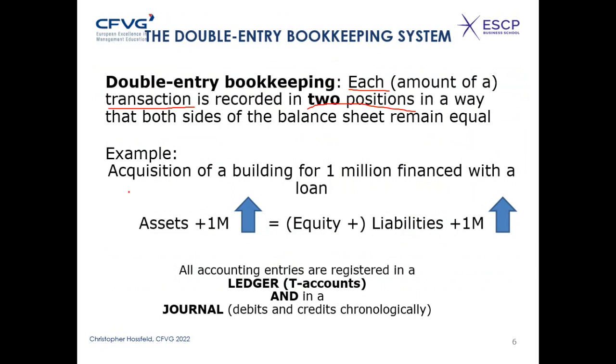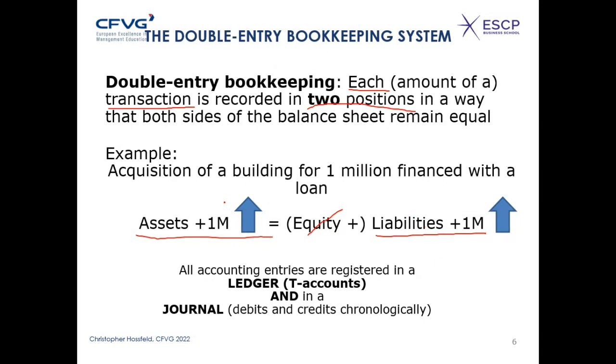For example, if my transaction is acquisition of a building for 1 million, financed with a loan, what will change in my balance sheet where I have assets, equity, and liabilities? Well, my assets will increase by 1 million because I have a new, additional asset, the building, valued at 1 million. On the right-hand side, equity will not change, because here the shareholders do not provide any financing, but the financing comes from a bank loan, and therefore liabilities increase because obviously I now have more debt than before this transaction. So assets increase by 1 million and liabilities increase by 1 million.